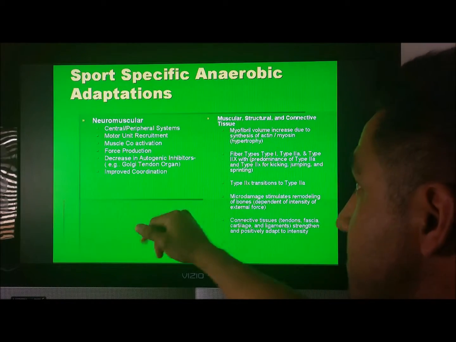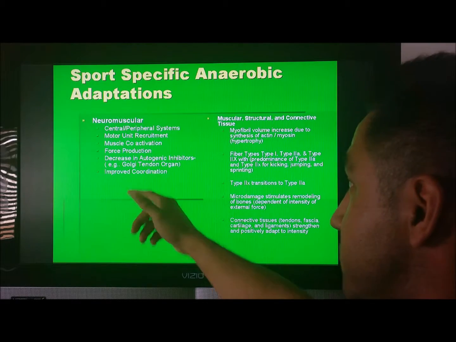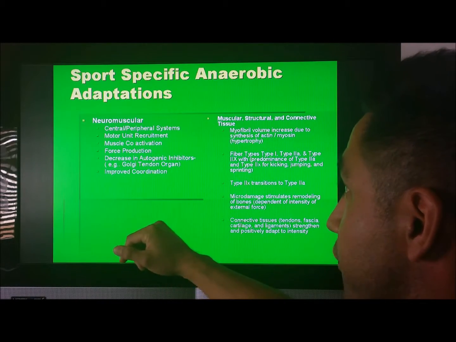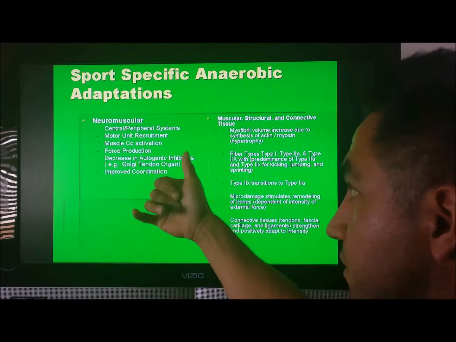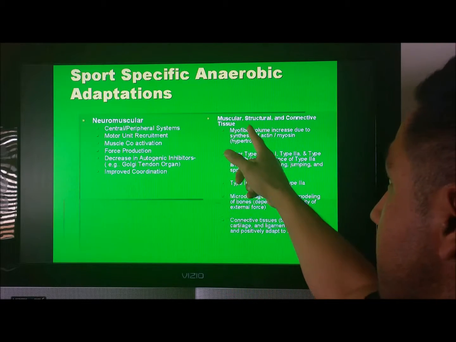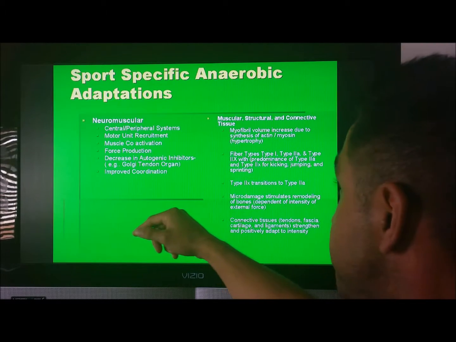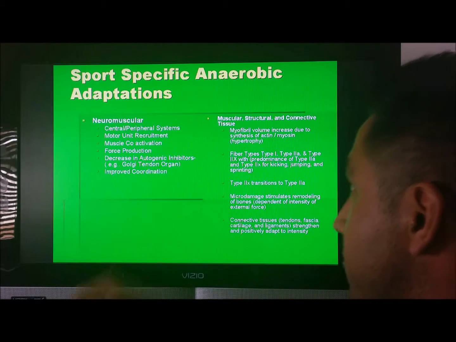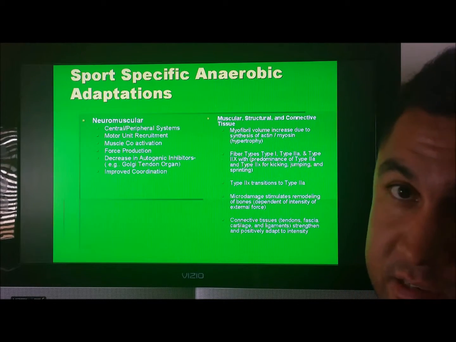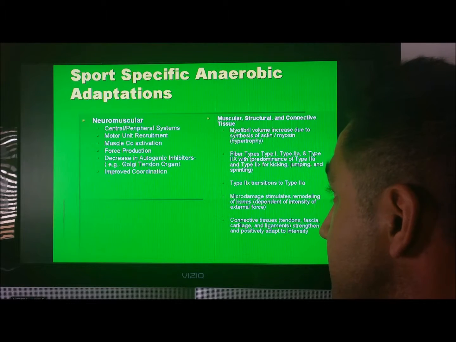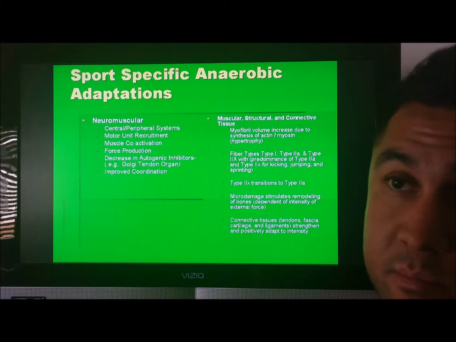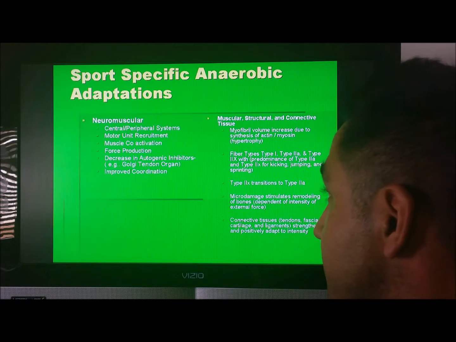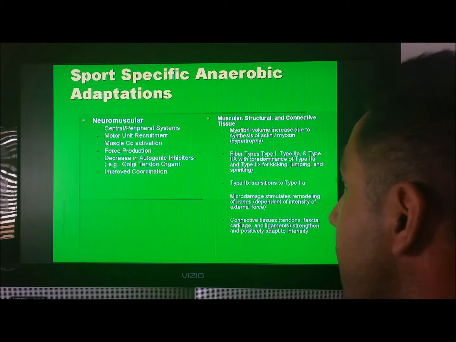So the anaerobic adaptations that we're hoping to achieve are neuromuscular, through the central and peripheral systems. So we're looking at heart and muscle structure and connective tissue. We're going to get better motor unit recruitment, muscle co-activation, force production, and decreased autogenic inhibition, so athletes will be able to perform in a different kind of capacity than they were before.